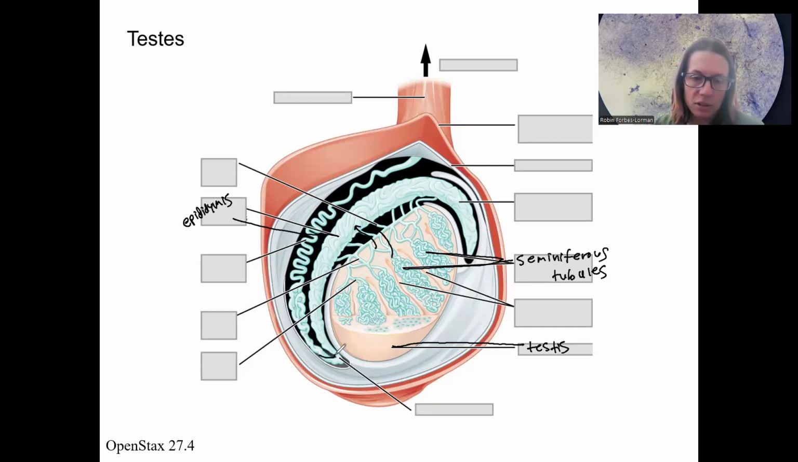they travel out this little tube here, which is the vas deferens. That's this. That. Up to the seminal vesicle. Okay, so let's zoom in to what happens here.